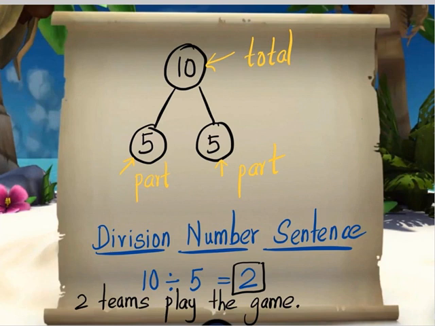Thus we know total divided by the size of each group gives the number of groups. And the statement should be written as: 2 teams play the game. 2 is the unknown that we found.